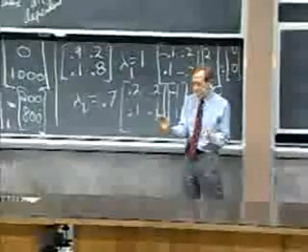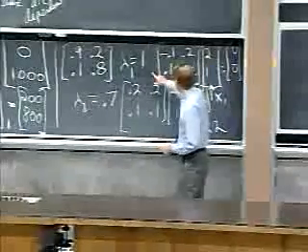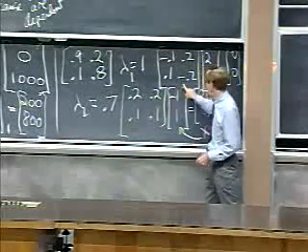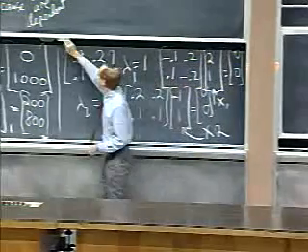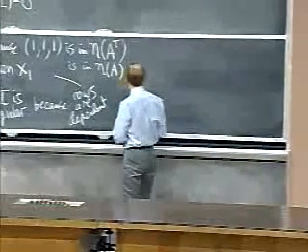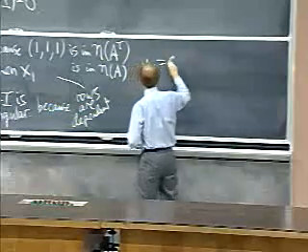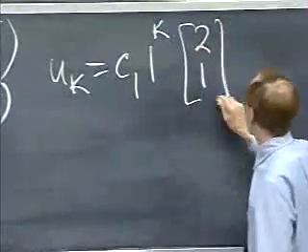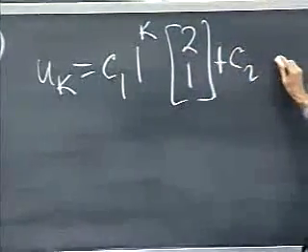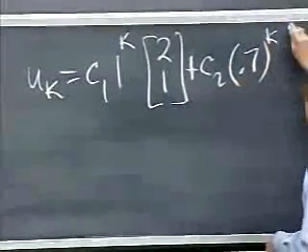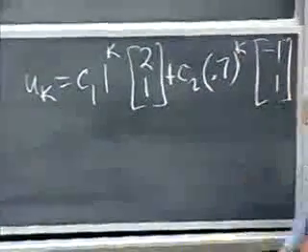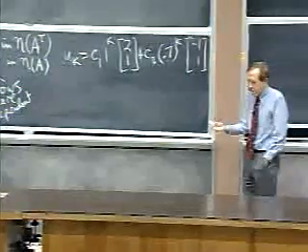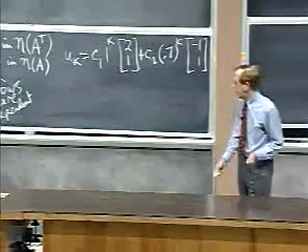So I'm prepared now to write down the solution after 100 time steps. The populations after 100 time steps, right? Remember the 1 with its 2, 1 eigenvector, and the 0.7 with the minus 1, 1 eigenvector? So I'll just write it above here. U after k steps is some multiple of 1 to the k times the 2, 1 eigenvector, and some multiple of 0.7 to the k times the minus 1, 1 eigenvector. Right? This is how powers of a matrix work.